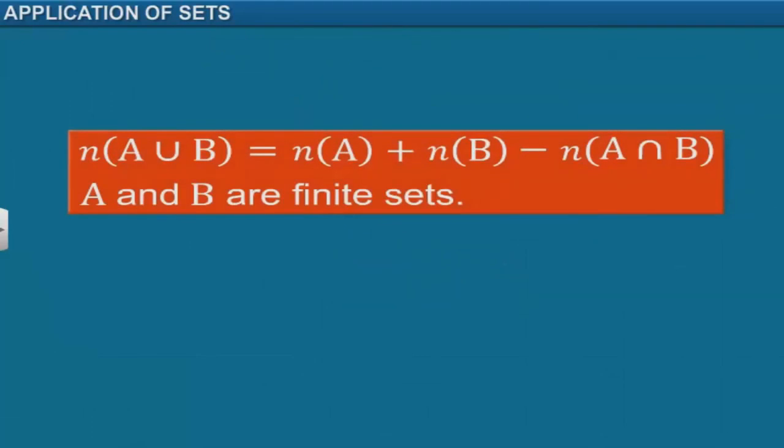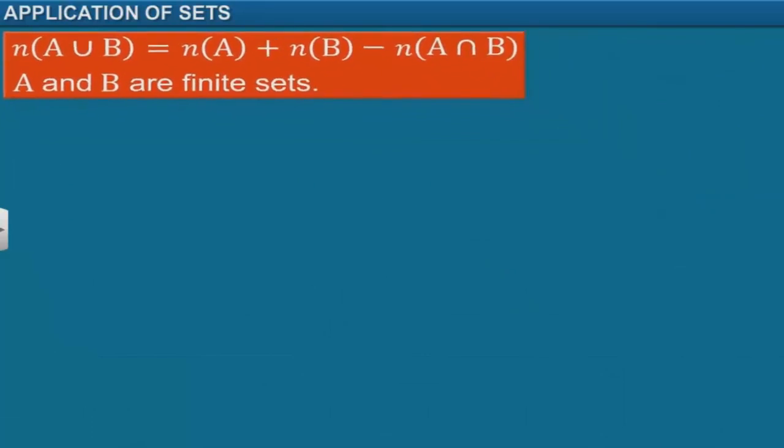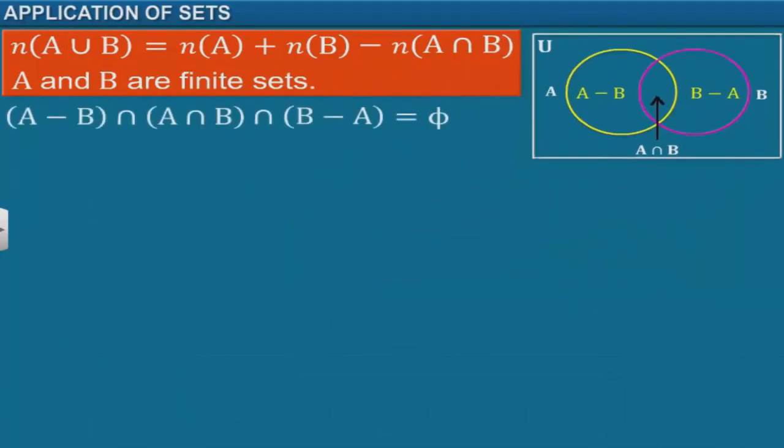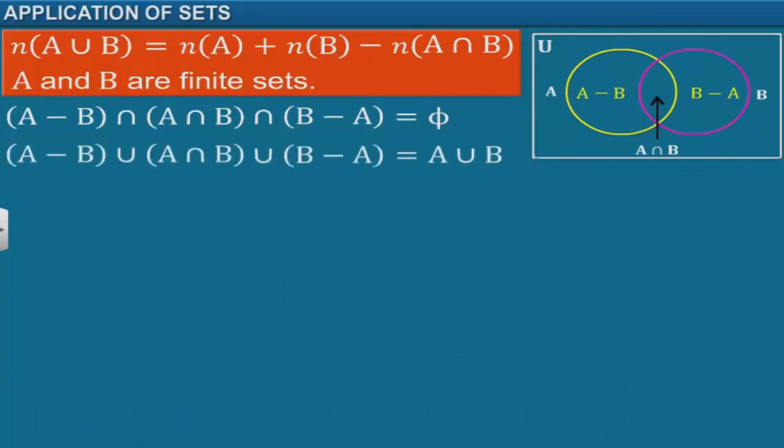The relation holds provided sets A and B are finite sets. Let's verify the relation with the help of a Venn diagram. From the figure, we can observe that the sets A minus B, A intersection B, and B minus A are disjoint sets. Also, the union of these three sets results in the set A union B. We will use this fact to obtain our original relation.